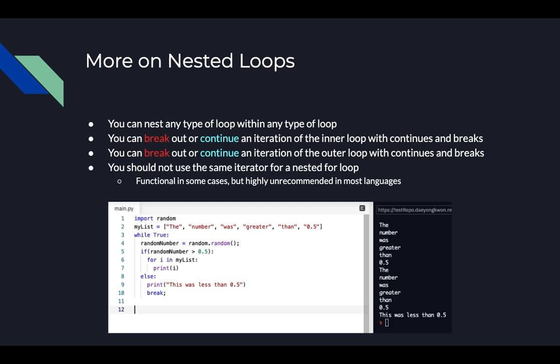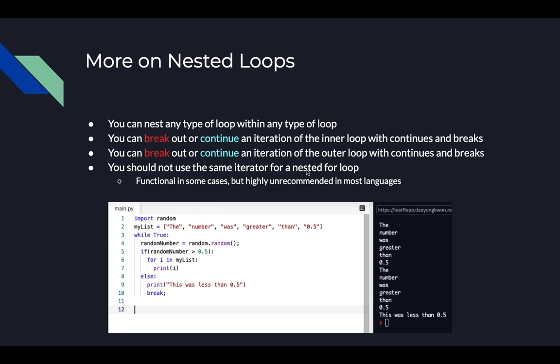We're going to move on. So a little more on nested loops. These are just some tips and tricks. You can nest any type of loop within any type of loop, which means you can put a for loop inside a while loop, or a while loop inside a for loop, or a for loop inside a while loop inside a for loop, or literally anything, right? And you can break out or continue an iteration of the inner loop with continues and breaks, and you can also break out or continue an iteration of the outer loop with continues and breaks.